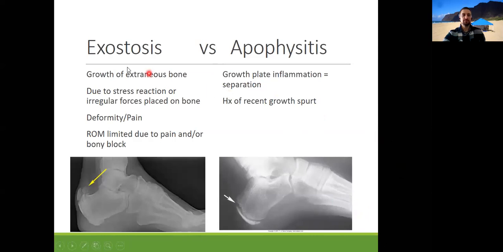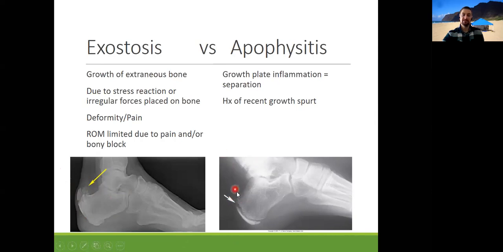Okay, so a couple more terms, exostosis versus apophysitis. So exostosis is an extra bony growth you can see here. Do you guys remember, if this is the calcaneus, what inserts on the superior posterior edge of the calcaneus? You said Achilles tendon, you're right. So you can see this is what your Achilles should look like, right?